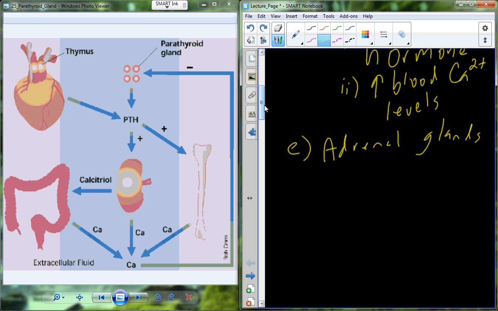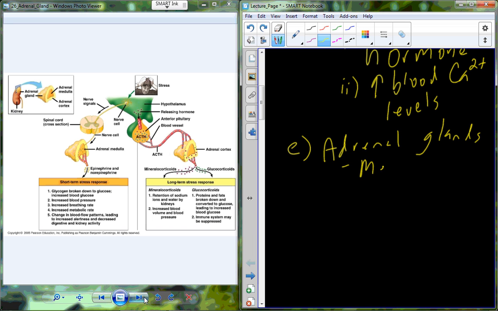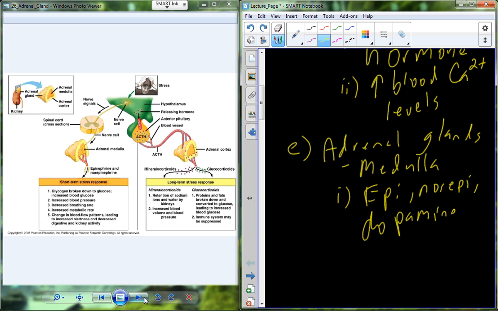So the adrenal glands, and we actually have to break the adrenal glands up just a little bit, because the adrenal glands are actually going to have two different layers here. You have the adrenal medulla, and that's where we'll start, with the medulla, which is the tissue that is in the middle. The adrenal medulla is going to be the site of epinephrine, norepinephrine, and dopamine production.